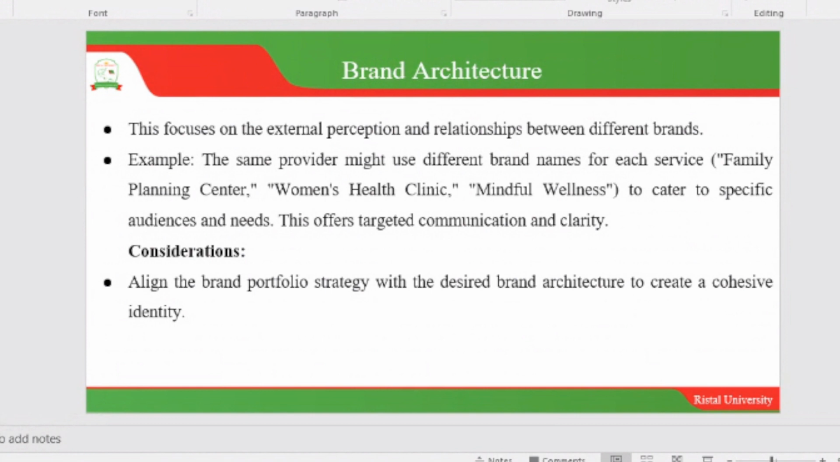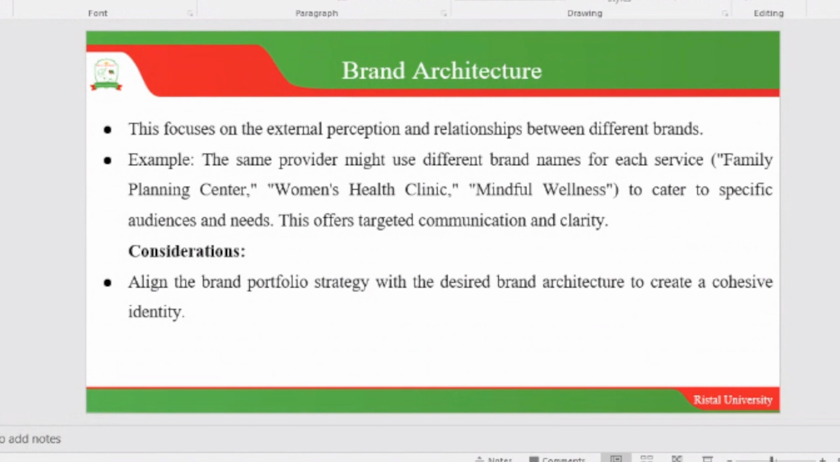Similarly, under your particular fertility center, you may be able to have different brand names, where you may have a family planning center, you'll have a woman's health clinic, you'll have a mindful wellness. So you will have all these different brand names, but under one service provider or under your own docket of fertility solutions, which caters therefore for different audiences and the needs of the community that you've targeted.